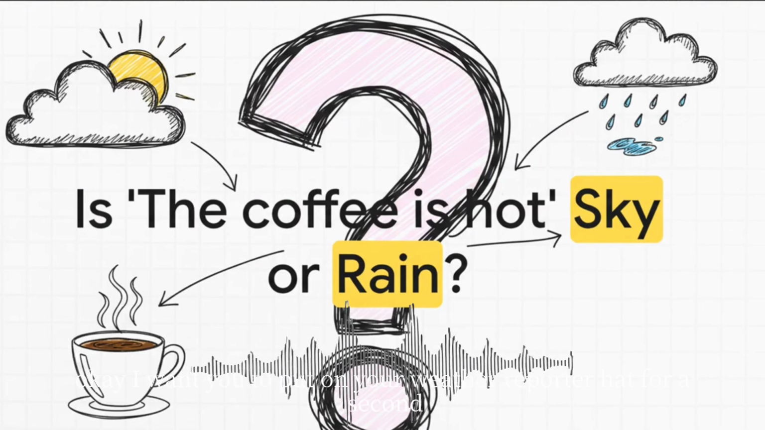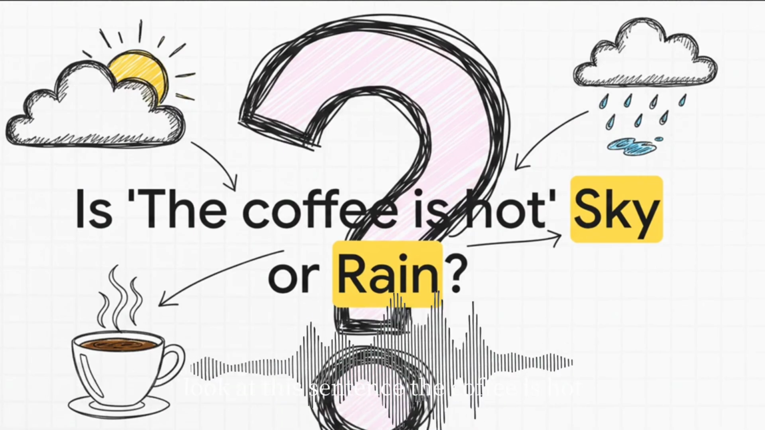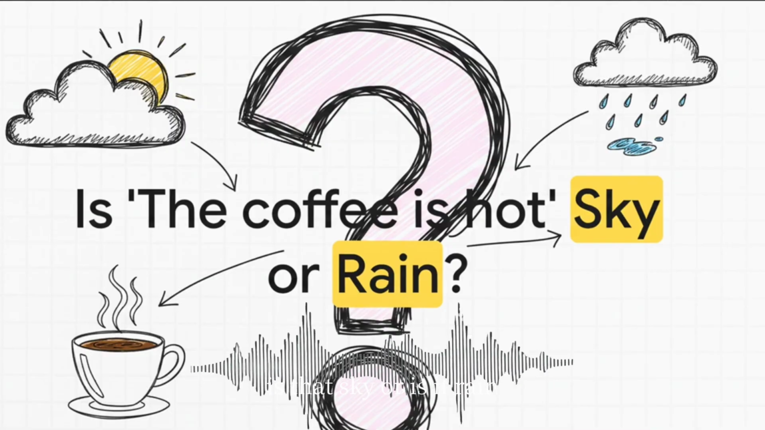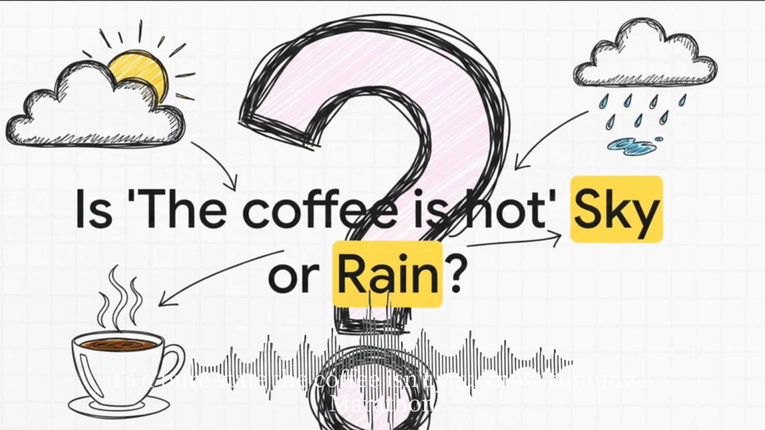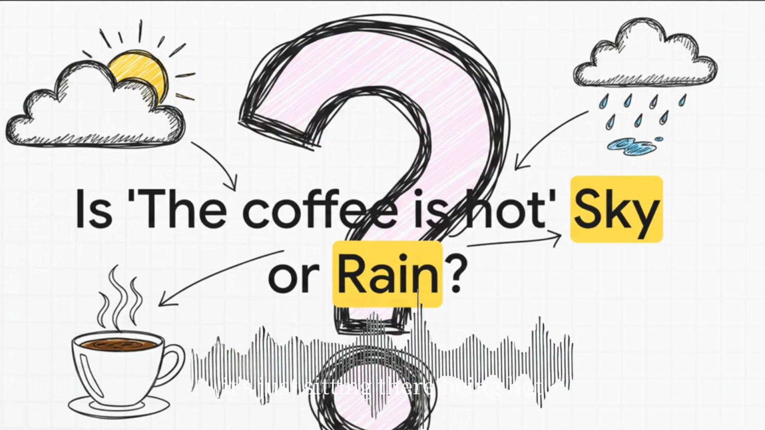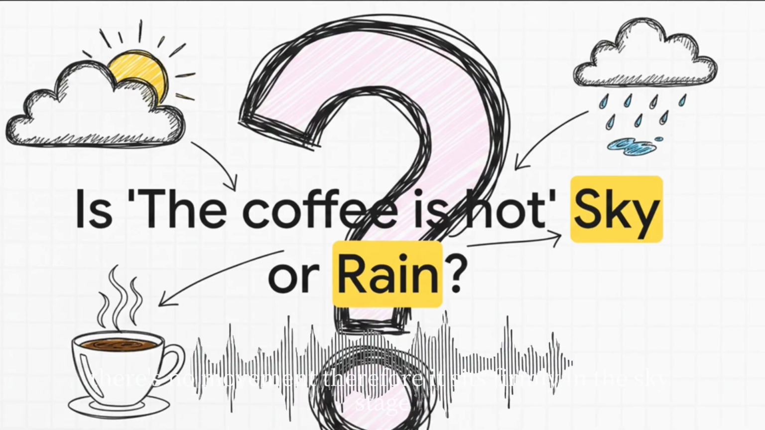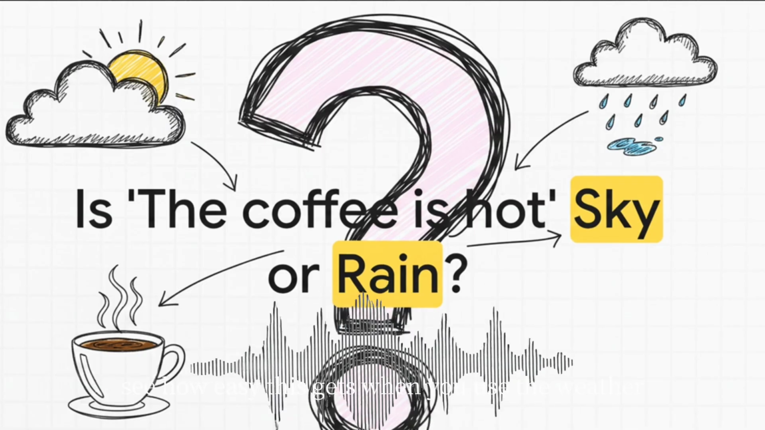Okay, I want you to put on your weather reporter hat for a second. Look at this sentence. The coffee is hot. Is that sky or is it rain? Well, think about it. Hot is a condition. It's a pure state. The coffee isn't running a marathon. It's just sitting there being hot. There's no movement. Therefore, it sits firmly in the sky stage. See how easy this gets when you use the weather?